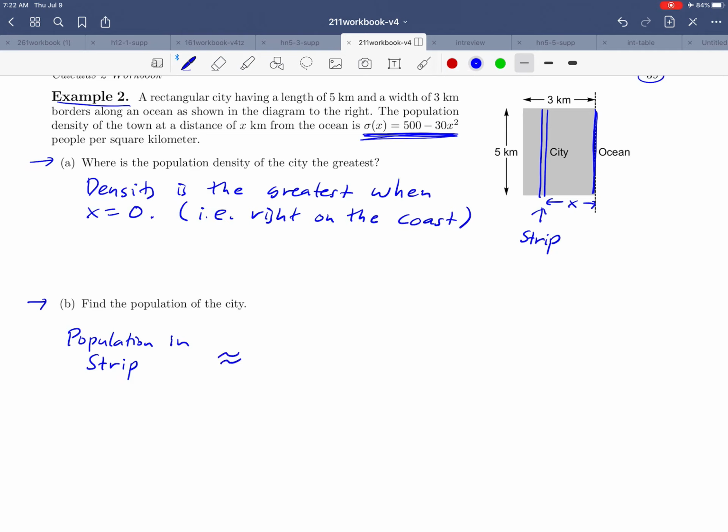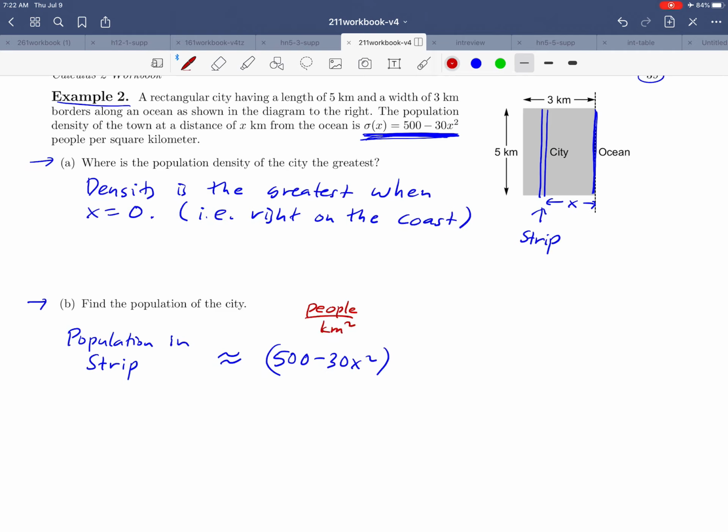Okay, well, we can approximate it by first taking the population density, which we know is given by this function up here, 500 minus 30x squared. Okay, and I'm going to remind you of what the units of that are. We're talking about people per square kilometer.